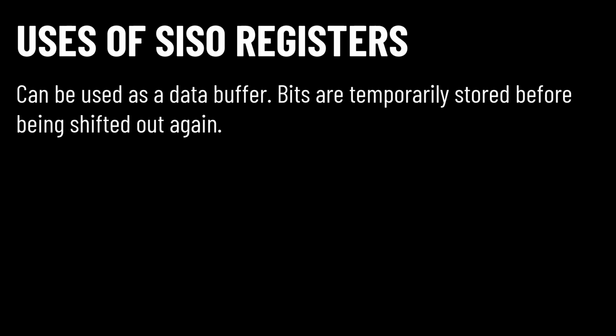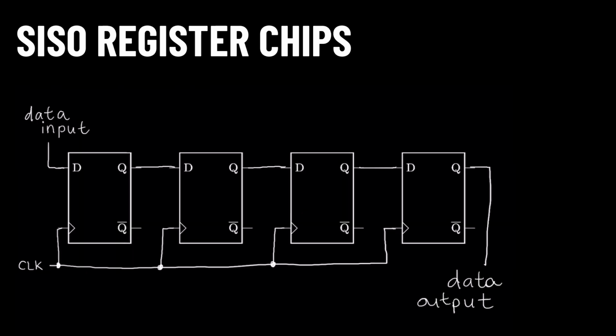Serial in, serial out registers are typically used as a kind of data buffer. Information is clocked in, where it can be temporarily stored until clocking it back out again. While we do not have a specific serial in, serial out register chip, you could easily build one using individual D flip-flops.